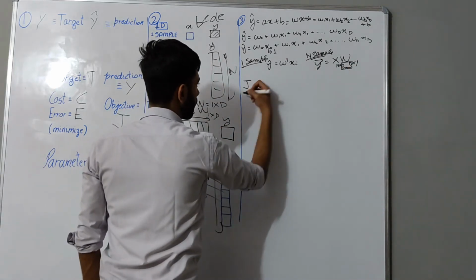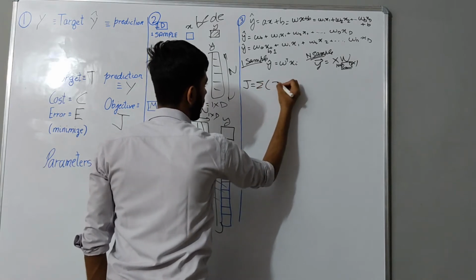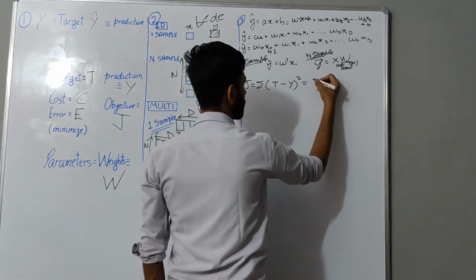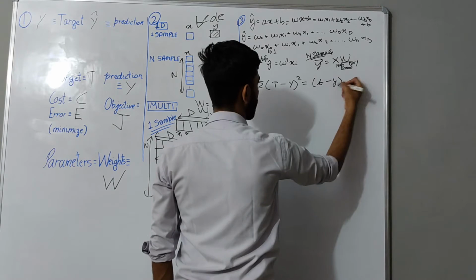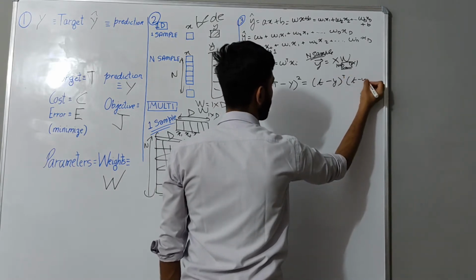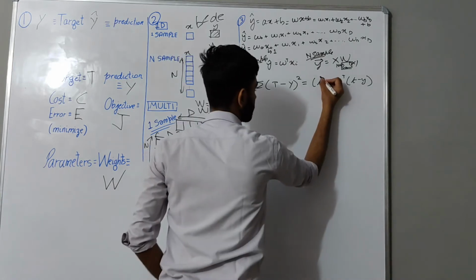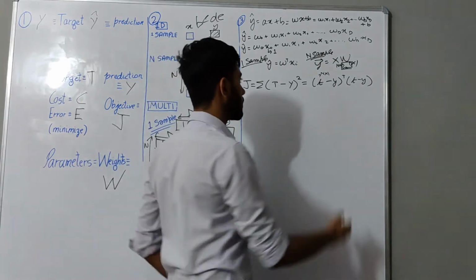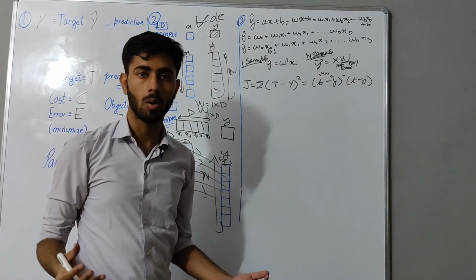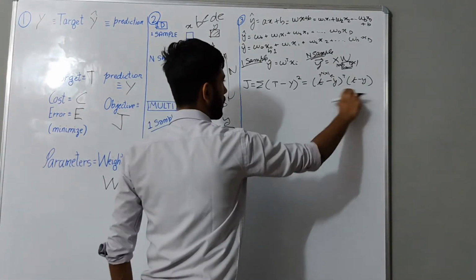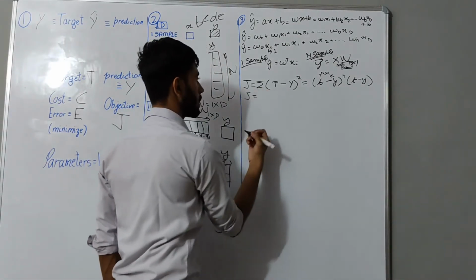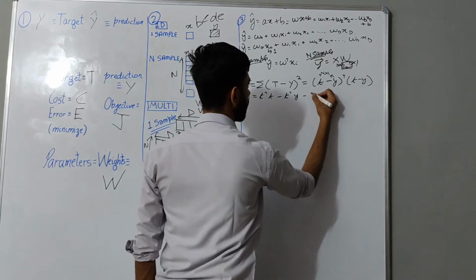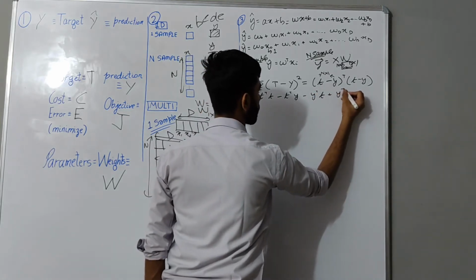So now I will find my objective function, which is equal to the summation of (target minus predicted value) whole squared, and I can write this further as (t minus y) transpose multiplied by (t minus y), where t is my n cross 1 matrix of target values and y is my n cross 1 matrix of predicted values. Now I will open up these brackets and my objective function will look like t transpose t minus t transpose y minus y transpose t plus y transpose y.